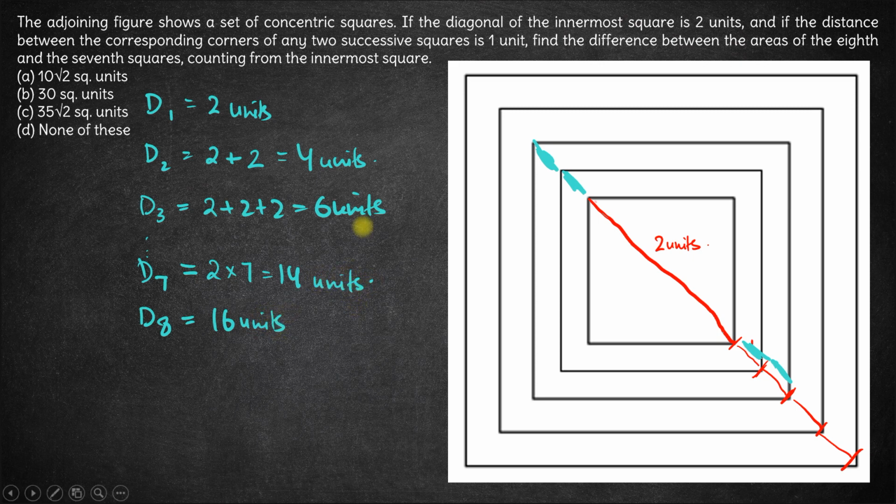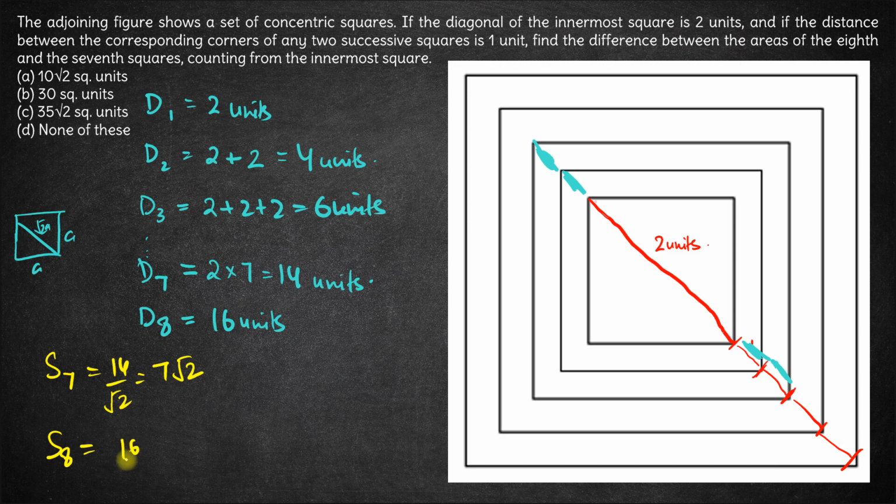Okay. And we know if the diagonal is this, the length of the sides will be 14 by root 2. We know in a square, if the side is A, the diagonal is root 2 A. So side is basically diagonal divided by root 2. Okay. So the side of the 7th square will be 14 by root 2, which is 7 into root 2. And the side for the 8th square will be 16 by root 2, which is 8 into root 2. Okay. These are the sides.